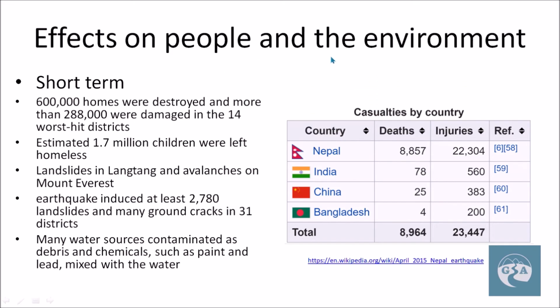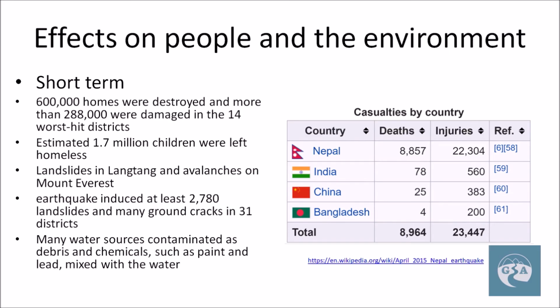The effects on people and the environment. Around 600,000 homes were destroyed and more than 288,000 were damaged. And this was only in the 14 worst hit districts. Estimated around 1.7 million children were homeless. Enormous landslides and avalanches happened. So in such a mountainous region, you are going to get a high number of landslides and avalanches, but the earthquake was able to trigger a lot of these to happen in the immediate aftermath of the earthquake and the aftershocks.